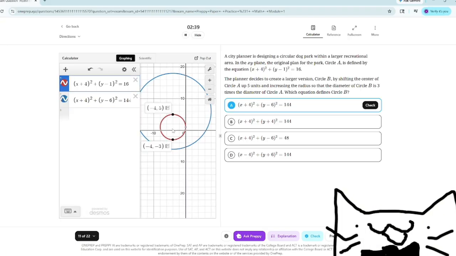So the diameter of the first one is 8, and then the diameter for the second one, as you see, it's 18 up here to -6. So 18 plus 6 is 24, and it wants to increase the diameter of circle B. So the blue circle is 3 times the diameter of circle A. So 8 times 3 is 24. Boom. So it has to be A.